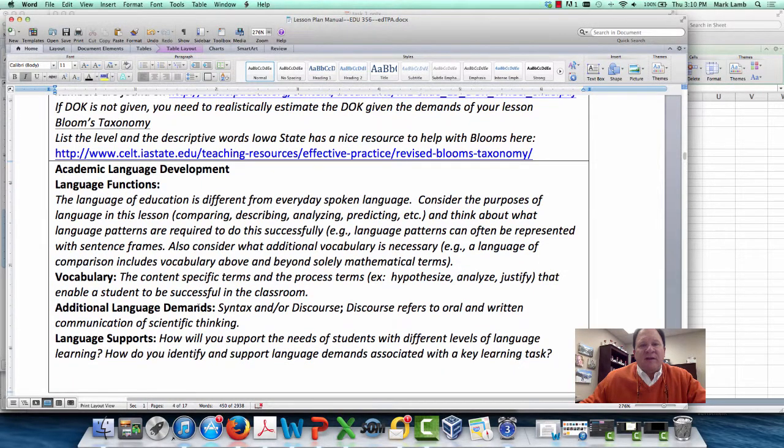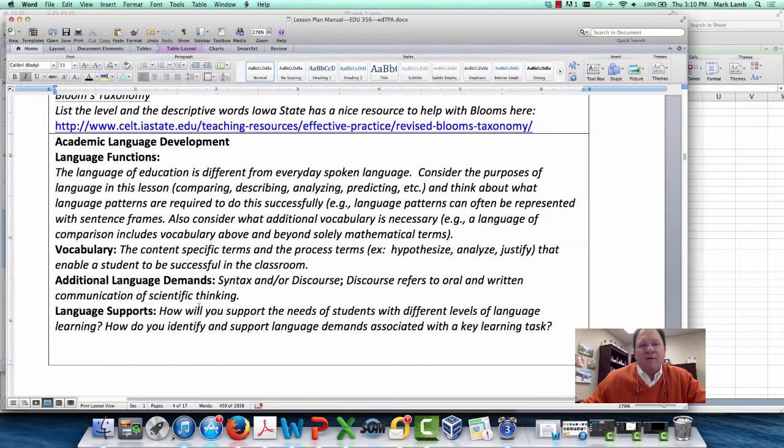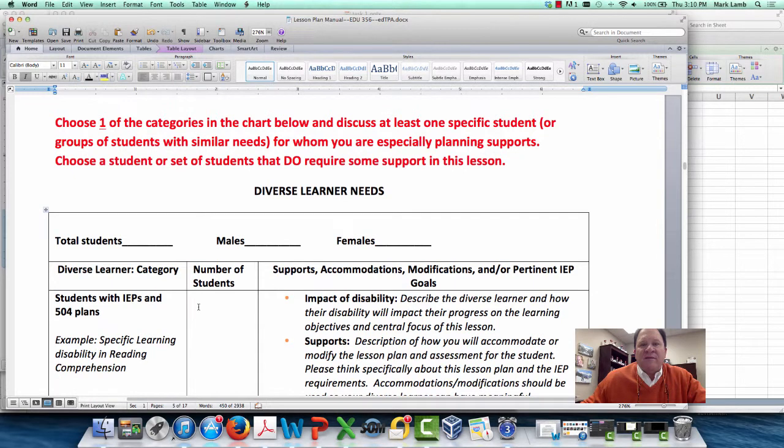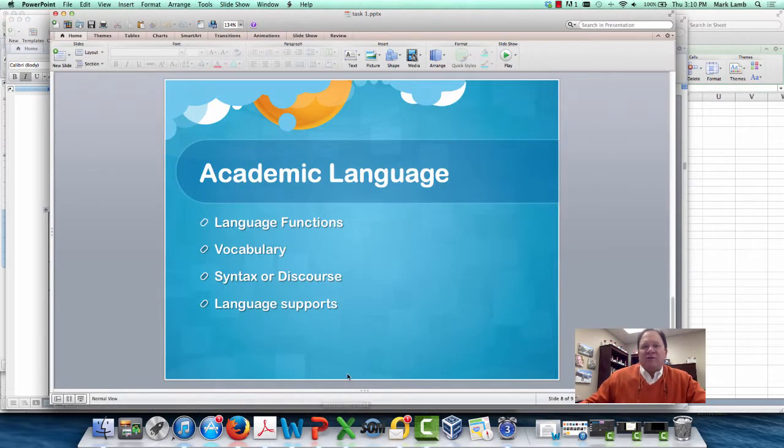Okay, academic development, again, here's the section in the form. It goes a little more depth into what I've said. Okay, and then the last piece of task one is the diverse learner.